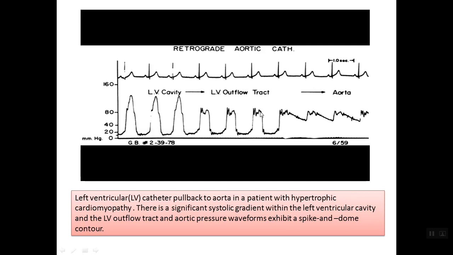And then there is no gradient between that and the aorta. Okay? So therefore, you have the ascending aorta with a pressure of, say, 90. As you go into the valve, right below the valve, the pressure still is 90, but then when you go to the apex, the pressure becomes 120 or 130. So the gradient is inside the ventricle, the obstruction is within the ventricle. There is a significant systolic gradient within the left ventricular cavity and the left ventricular outflow tract, and the aortic pressure waveforms exhibit a spike and dome contour, which goes with hypertrophic cardiomyopathy, okay? Spike and then a dome. This is also one of the things that helps you to diagnose hypertrophic cardiomyopathy.